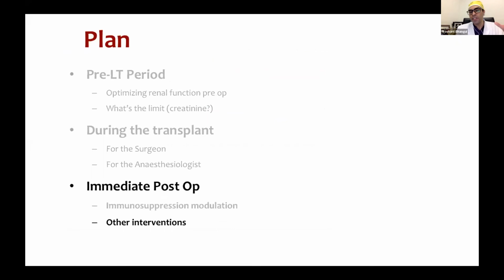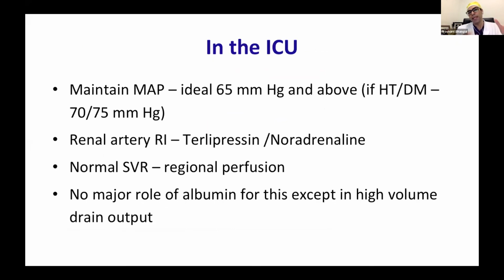Finally, any other intervention that we can do immediate post-op, I think in the ICU, maintain a mean arterial pressure of about 65 millimeters of Hg and above. If the patient is hypertensive or diabetic, they tend to like a slightly higher 70 to 75 millimeters Hg. Look at the renal artery RI, and then you can give terlipressin and noradrenaline during the first 48 hours after the transplant. Try to get a normal SVR with good regional perfusion. No major role of albumin for this except in high volume drain output.